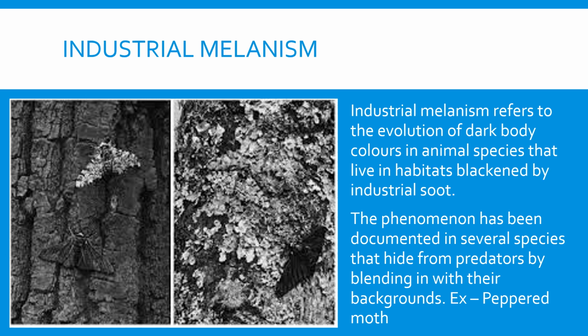Industrial melanism is a good example of natural selection and speciation. Industrial melanism refers to the evolution of dark body colors in animal species that live in habitats blackened by industrial soot. Soot means carbon particles. The phenomenon has been documented in several species that hide from predators by blending in with their dark backgrounds. For example, the peppered moth, whose scientific name is Biston betularia.